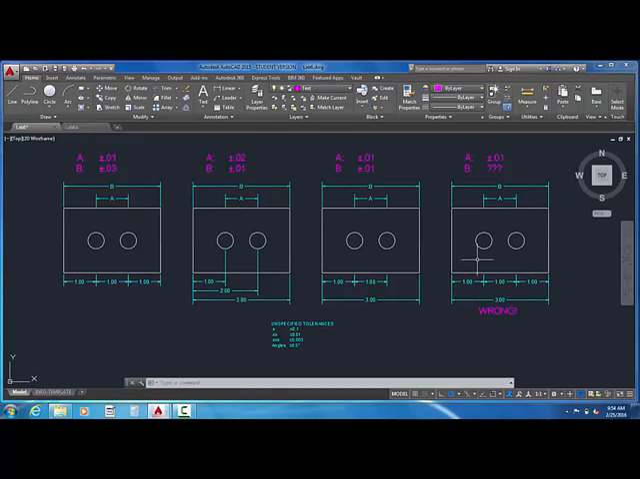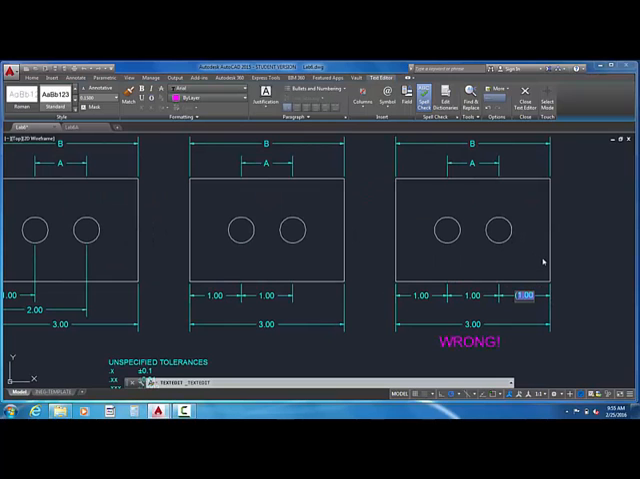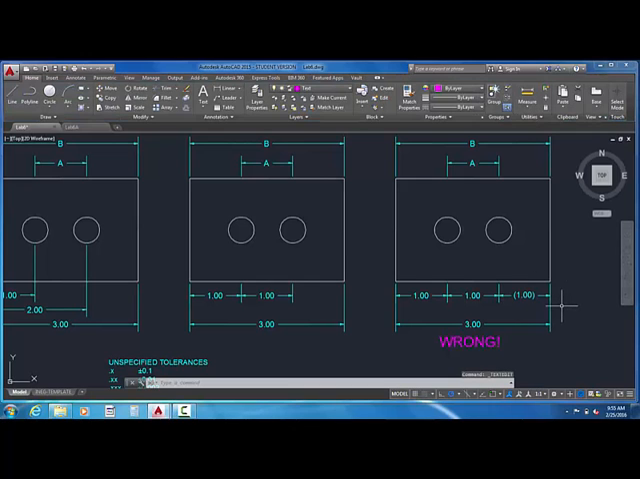This is the major problem with over-dimensioning, it leads to ambiguity in the tolerances and what's important about the part. We can correct this drawing. We can edit this dimension and put parentheses around it. We'll zoom in. Now this drawing is okay.